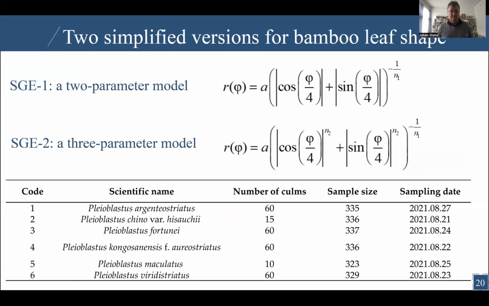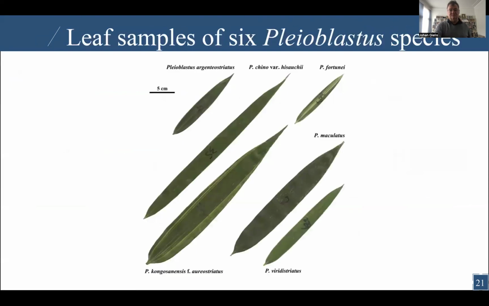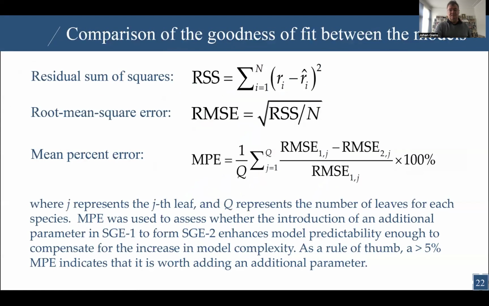In the previous method, we used the SGE1, where you only have, let's say, the number A and the number N1, the exponent. But later we thought that the three-parameter model, so A, N2 and N1, could be better. And this was tested a few years ago on various Pleioblastus species, so with larger leaves of quite a different shape, if you know what I mean. This was tested, comparison of goodness of fit between all these models.